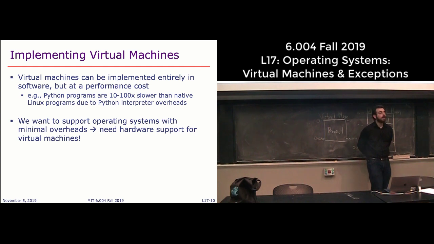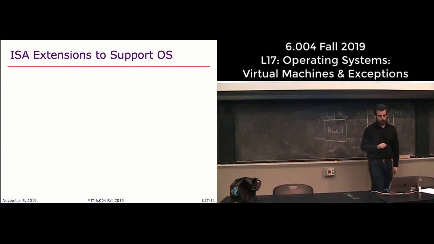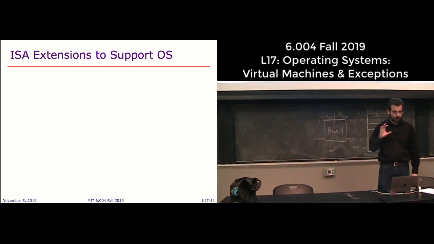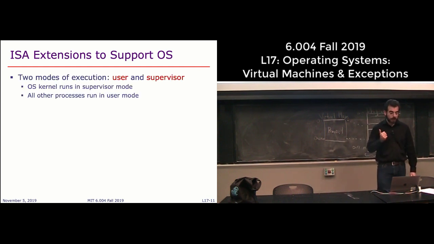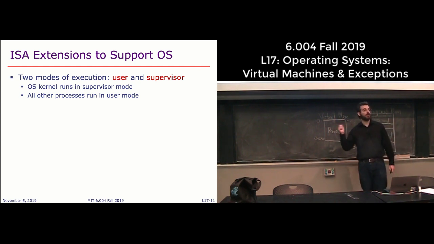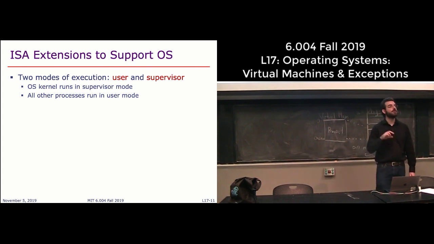So because we want to support operating systems with minimal overheads, there's a little bit of hardware that we need to add to our machines for the system to be efficient. So we're going to have, broadly speaking, 4 kinds of ISA extensions. We're going to change the ISA in the following ways. First, we're going to add an extra mode of operation, an extra mode of execution that we call Supervisor Mode. So we're going to have User Mode and Supervisor Mode.